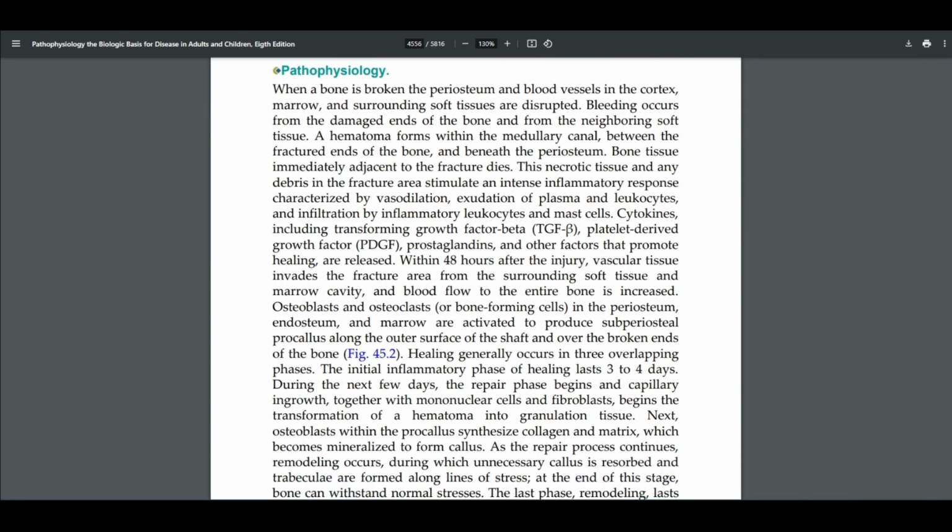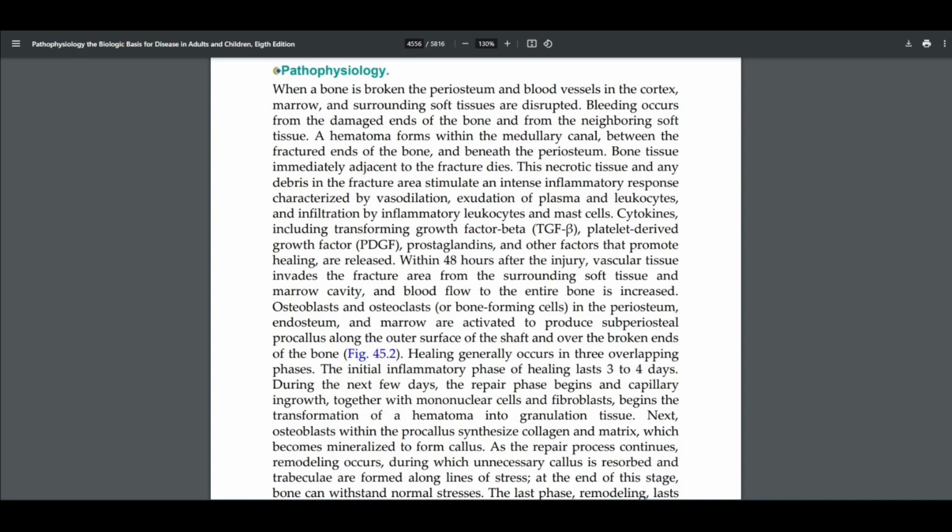So what is the pathophysiology? When a bone is broken, the periosteum and blood vessels in the cortex, marrow, and surrounding soft tissue are disrupted. Bleeding occurs from the damaged ends of the bone and from the neighboring soft tissue. A hematoma forms within the medullary canal between the fractured ends of the bone and beneath the periosteum. Bone tissue immediately adjacent to the fracture dies.